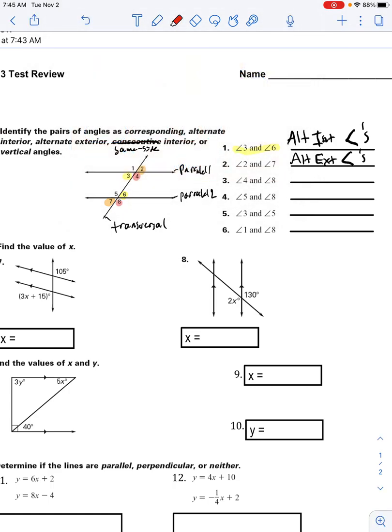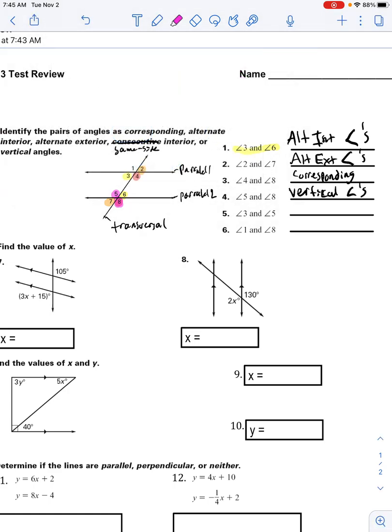Angle 4 and angle 8. If I think about the relative position, looking at the top, angle 4 is in the bottom right, and angle 8 is in the bottom right. Since those are in the same relative location, we're going to say that they are corresponding. Angle 5 and angle 8 share a vertex. Because of this, we're going to say that they are vertical angles, okay? They have opposite rays that extend forever and they share a vertex. So we're going to call these vertical angles.